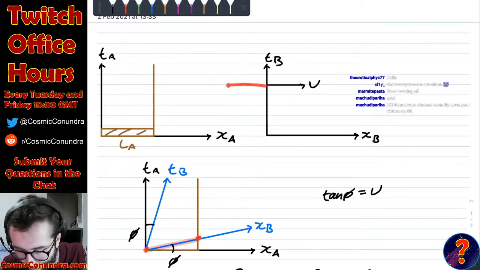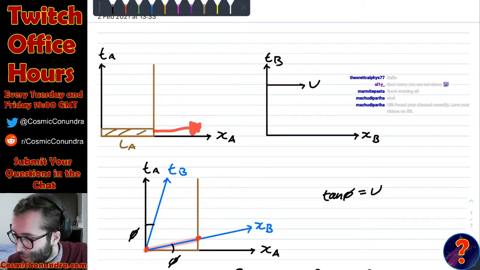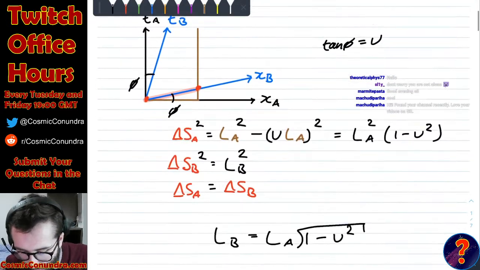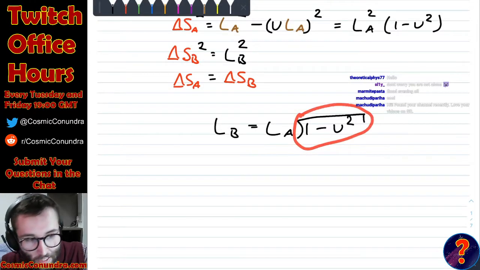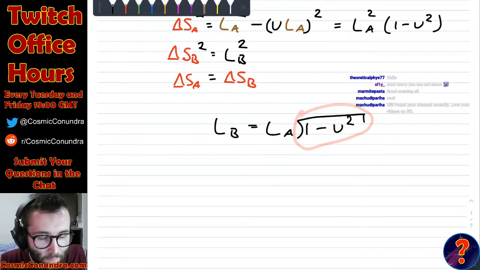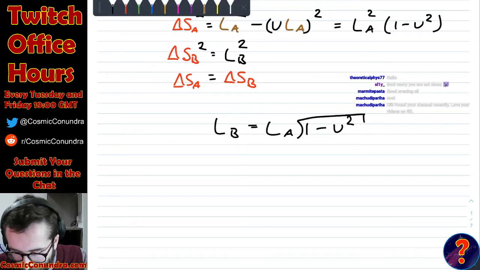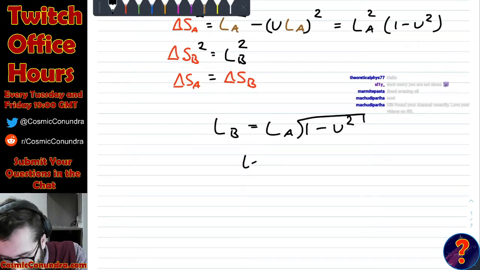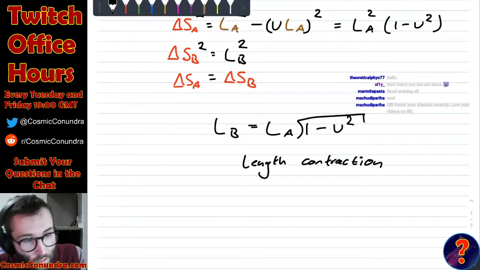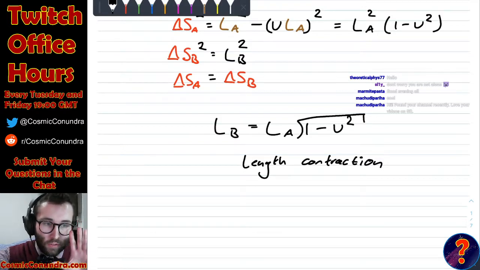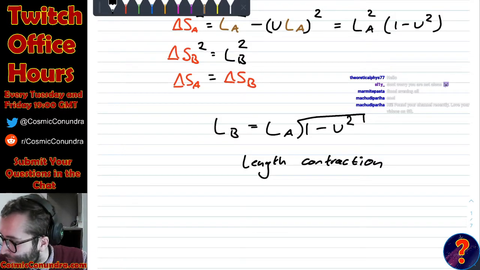But the length that person B will measure when they're running towards this object, or equivalently when this object is running towards them, it doesn't matter, it's all about relative velocity, is reduced by this factor, the square root of 1 minus v squared. Okay. So that is this length contraction result. If you saw a spacecraft flying towards you at a significant fraction of the speed of light, then you would see the length of that spacecraft kind of squashed down. That is this phenomenon of length contraction.